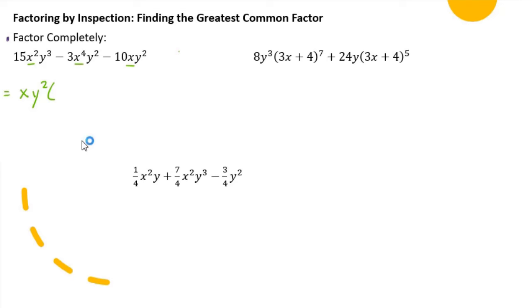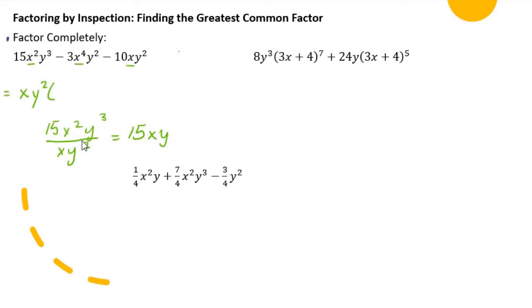So what's left? 15x squared y cubed divided by xy squared. Right? This is exactly what we were doing with exponents. And now we've essentially moved on from doing it on paper, writing it down, to doing it in our heads. We have 15 left over. X squared divided by x leaves us a single x in the numerator, and y cubed divided by y squared leaves us a single y in the numerator.